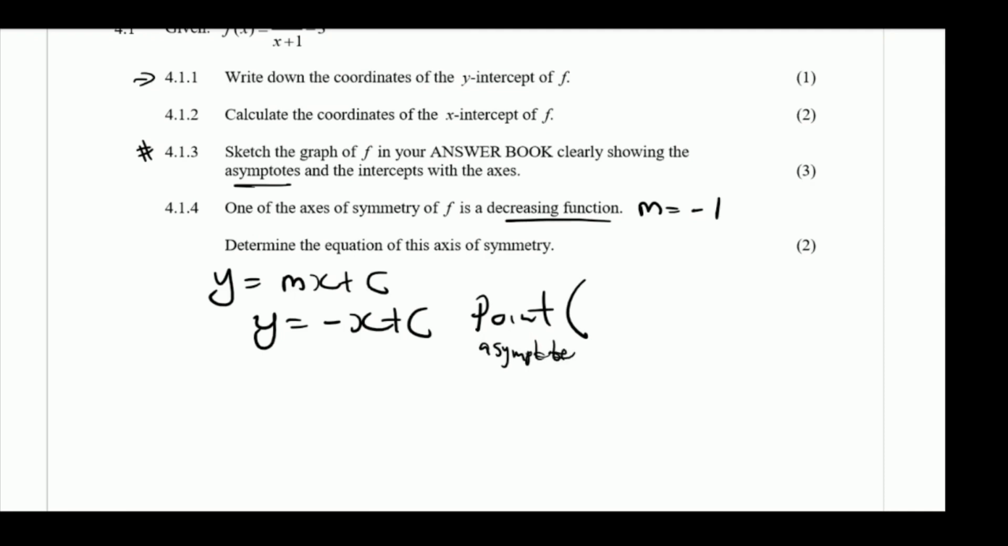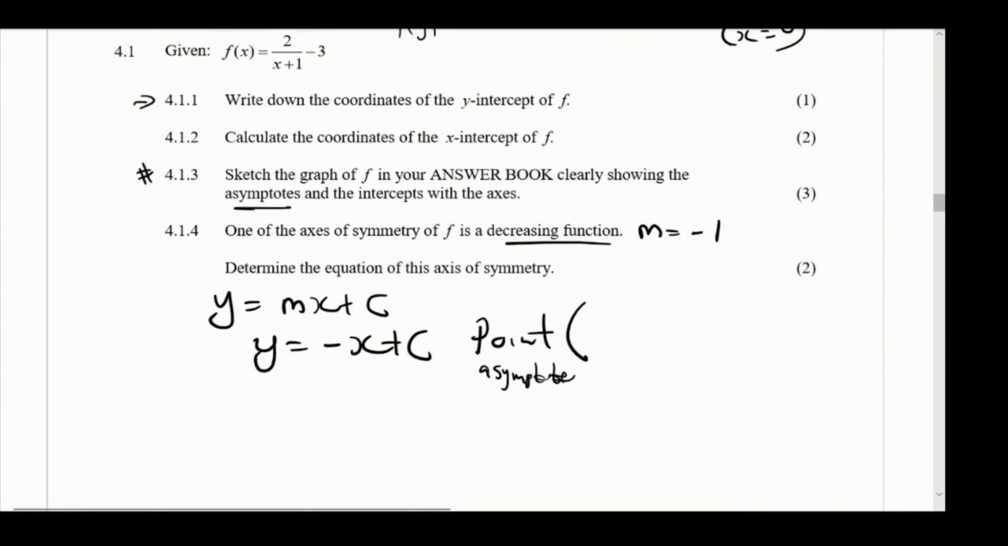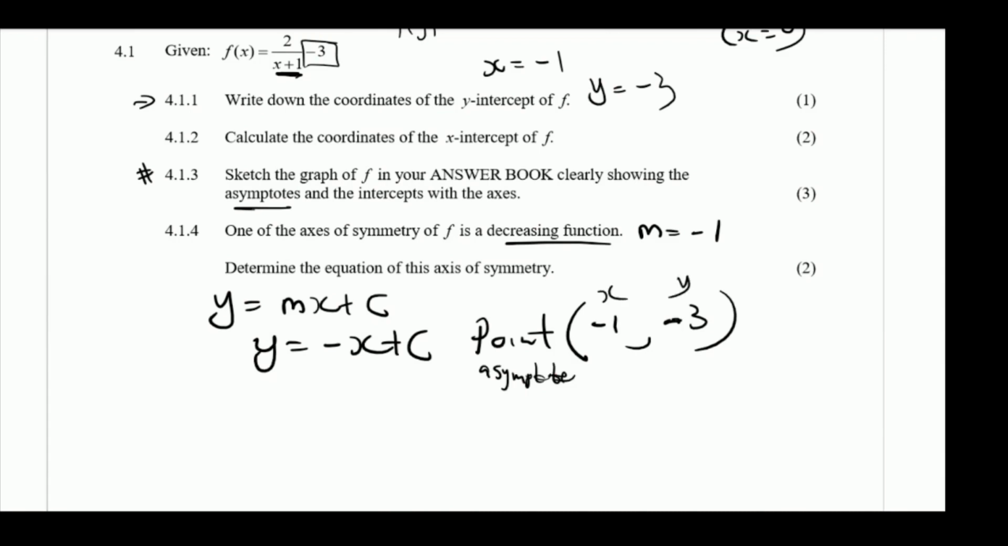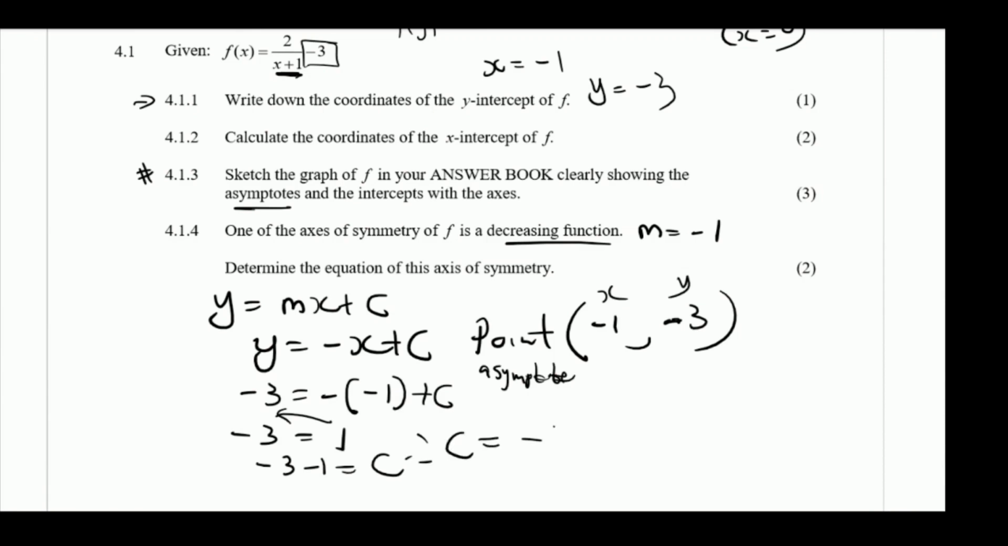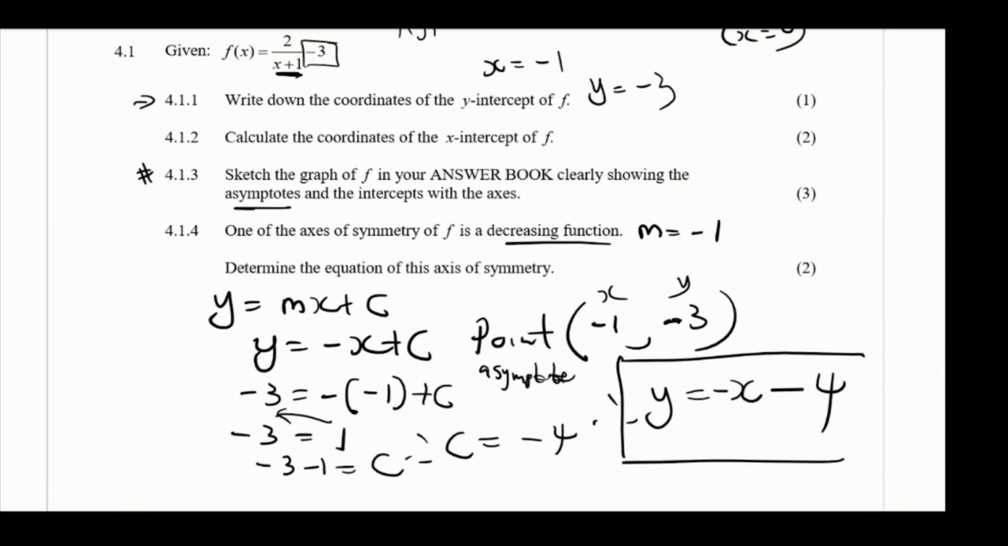We know that in our equation we have the vertical asymptote, as you can see there. I'm just going to go back. This is the vertical asymptote, which is x equals -1, so this is -1. The horizontal asymptote is y equals -3, so you write it here, it's -3. So you're going to substitute it in this equation. So this is y, this is x. Where there's y, you put -3 equals negative, where there's x, you put -1, plus c. So this is going to be 1 and this is going to be -3. Transpose the 1 to the other side, it's going to be -3 minus 1 is equal to c. Therefore, c is equal to -4. So the equation of the negative decreasing axis of symmetry is y equals -x minus 4. So this is the equation.